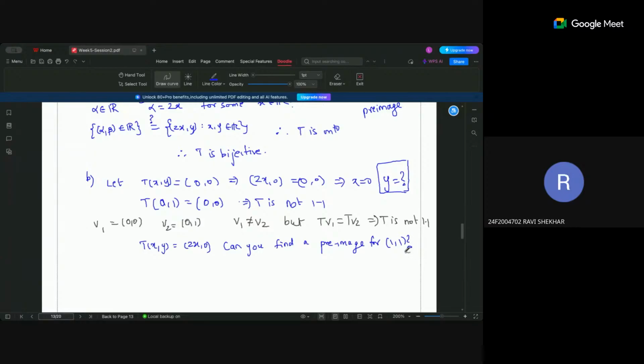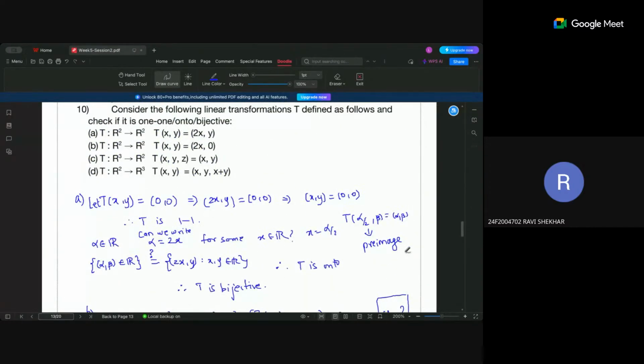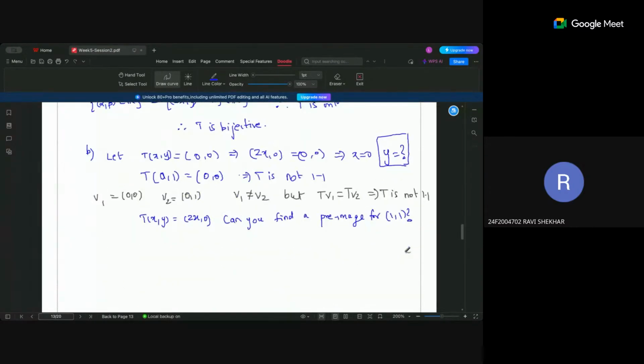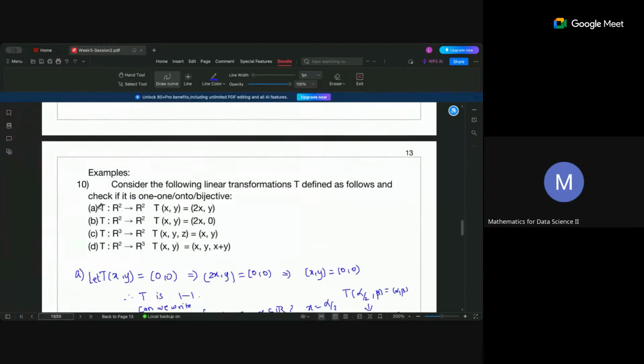Ma'am, but according to the problem, it should be 1 comma 0, or of that form, because we are not looking out for everything. For me the condition is that I can take any element in the codomain and look for a pre-image. Wouldn't that be restricted by the transformation, ma'am? No, it is restricted by your codomain only.